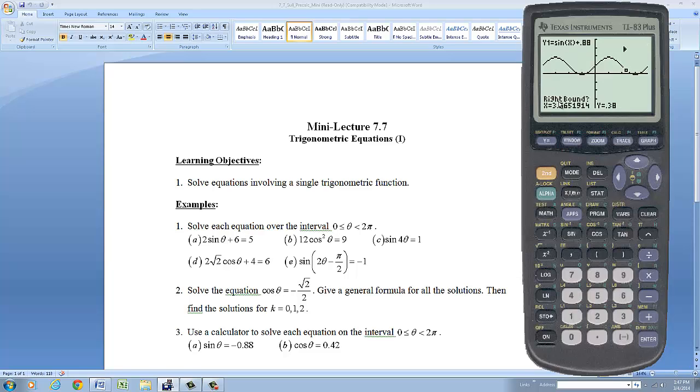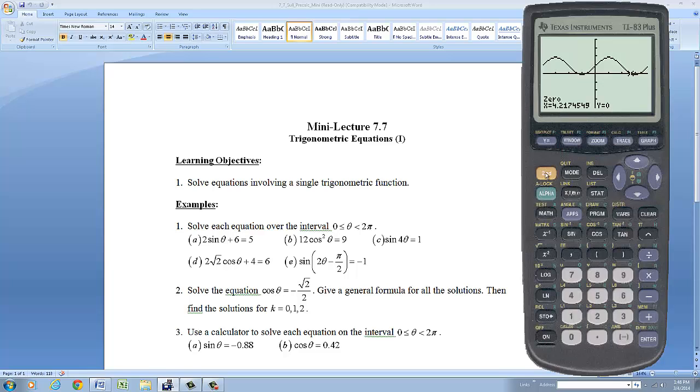Then it's going to prompt you for a right bound. Go past that point, somewhere in there, hit enter. Then it's going to prompt you for a guess. You can just ignore that and hit enter. This gives me, to 2 places, 4.22. But remember, in this case that represents radians because the calculator is set to radians. So one solution to this equation is 4.22 radians.